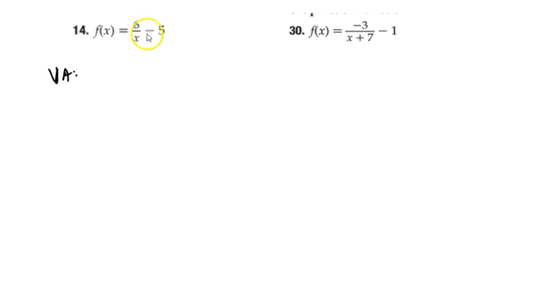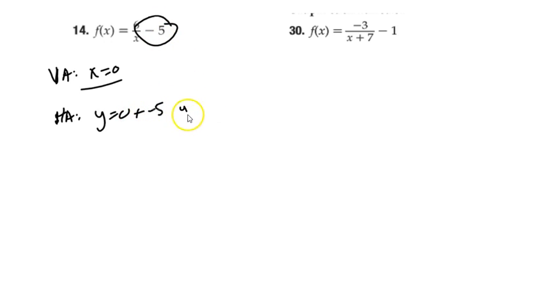Keep in mind, you can't divide by 0. That's all you do, so x equals 0. Done. Vertical asymptote. Horizontal asymptote. It's y equals 0 by default, but then you add in the vertical shift, so y equals negative 5.